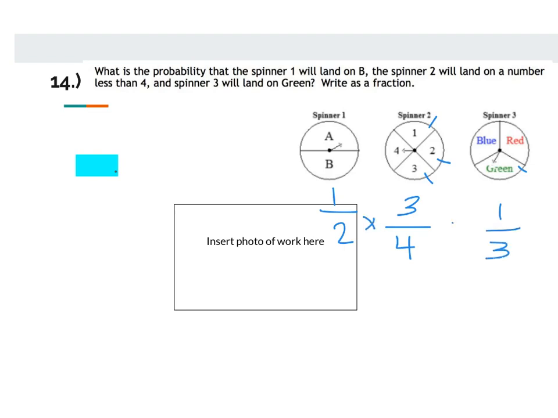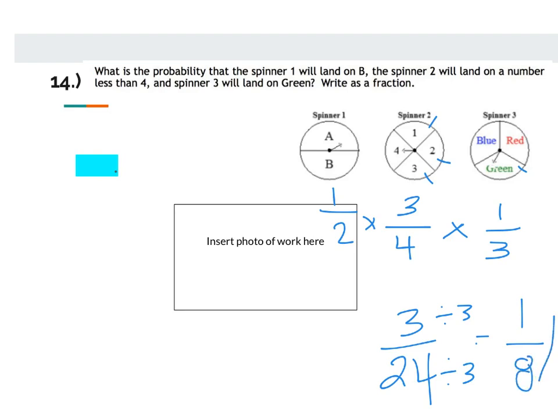So we will multiply these 3 together. Let's just multiply all of our numerators. 1 times 3 times 1 would give me 3 as my numerator. 2 times 4 is 8, and then 8 times 3 would give me 24. And this can be simplified. So 3, you can divide that by 3, and 24 divided by 3, which would give me 1/8. So the chance of getting a B, a number less than 4, and green would be 1/8.